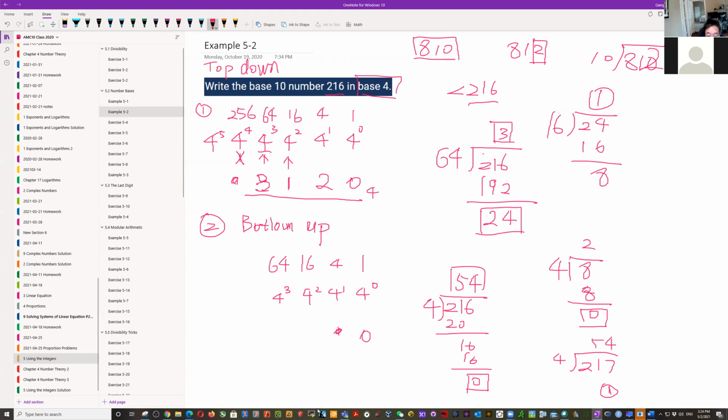So the divisor is 54. Then I divide 54 by 4 again. That's going to be 13 and remainder 2. So this 2 will go here. The 2 actually will go to the fours position.